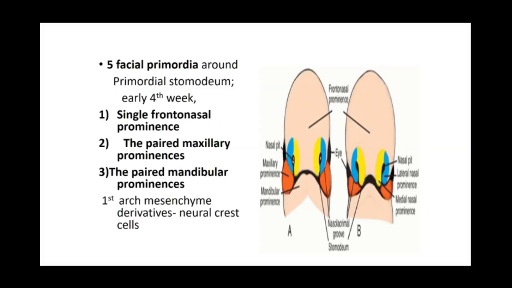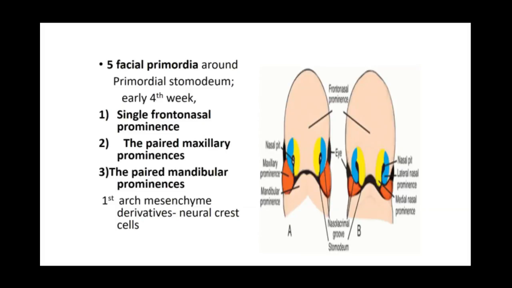So it starts in the 4th week. First of the 5 is your single frontonasal, onto the frontal aspect. If you see, it has been labeled, and the nasal is the area ventromedial, near the developing nose. These black spots in the ventromedial aspect are the primordia for the developing nose.